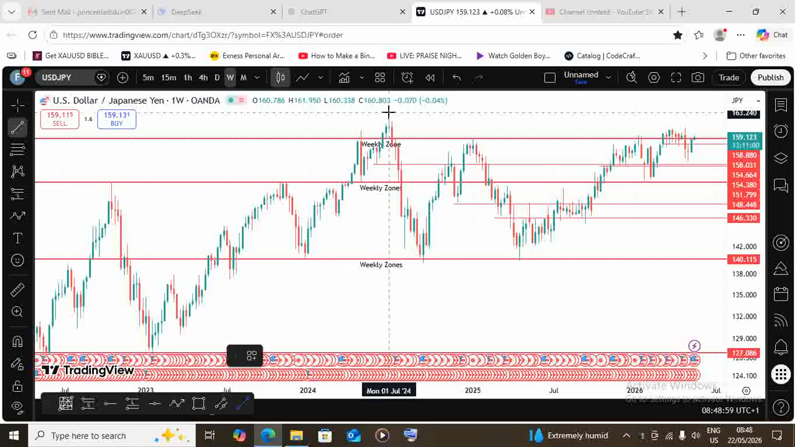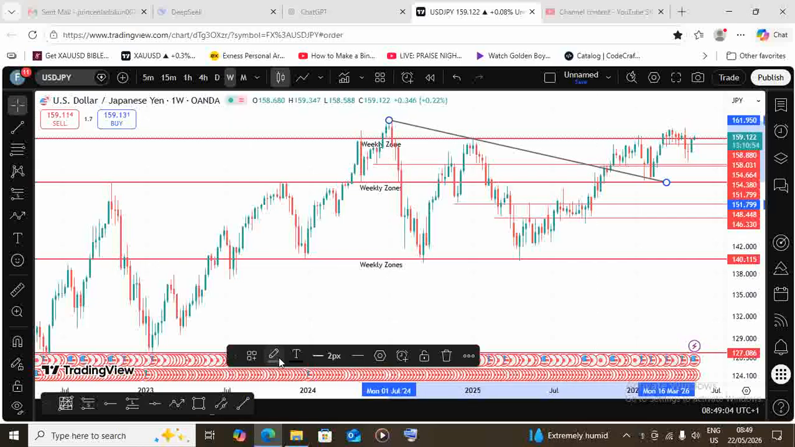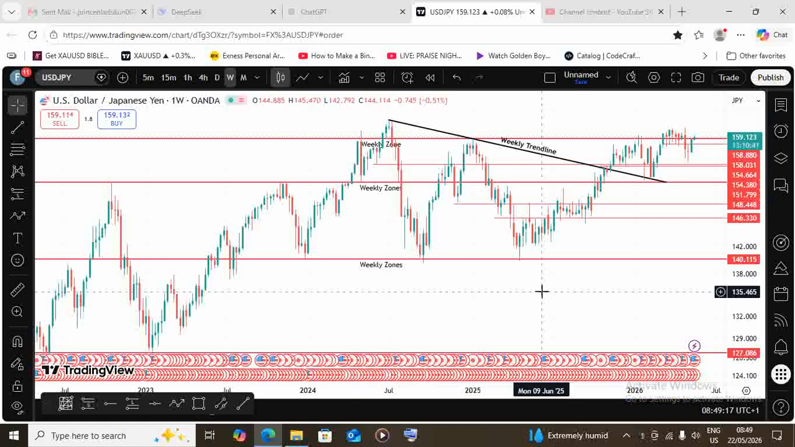So what are trend lines? Trend lines are lines drawn across charts, indicating the general direction that price is moving in.